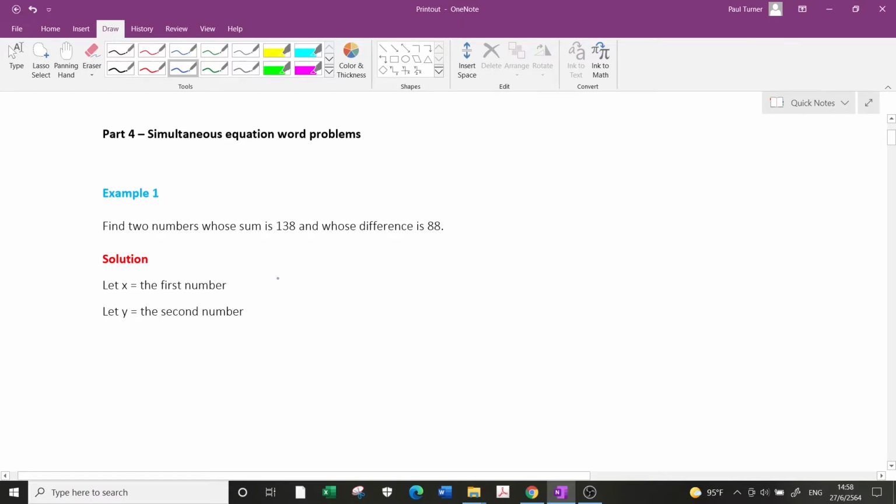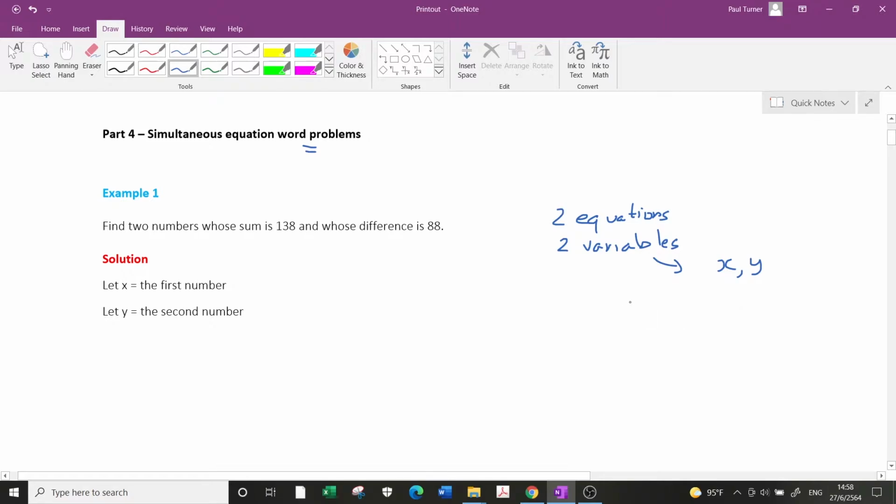This is part 4. It's on solving simultaneous equation word problems. Each of these problems that you will see will have two equations and also two variables. Normally the variables are x and y, but you can actually use any letters you like.